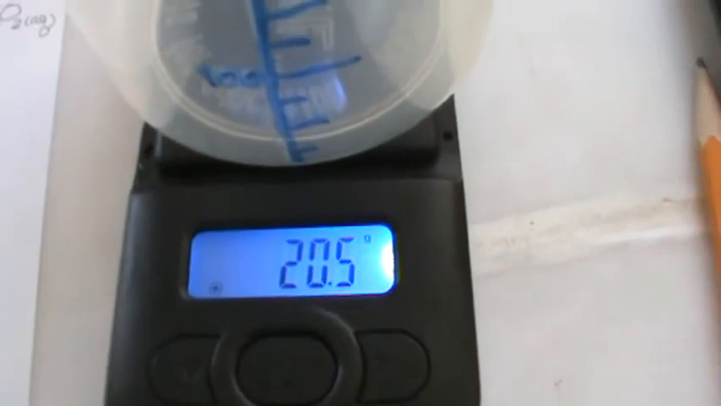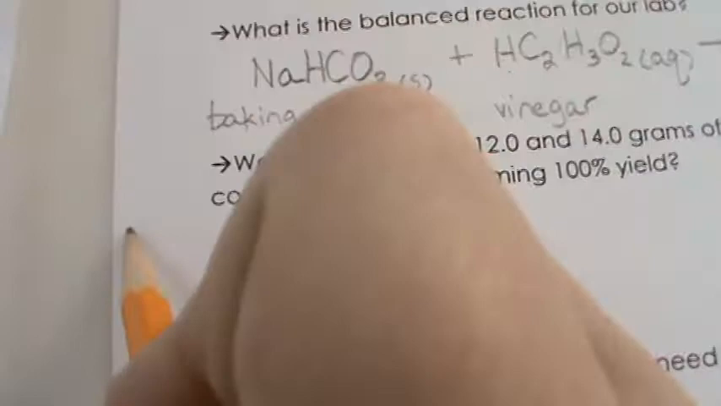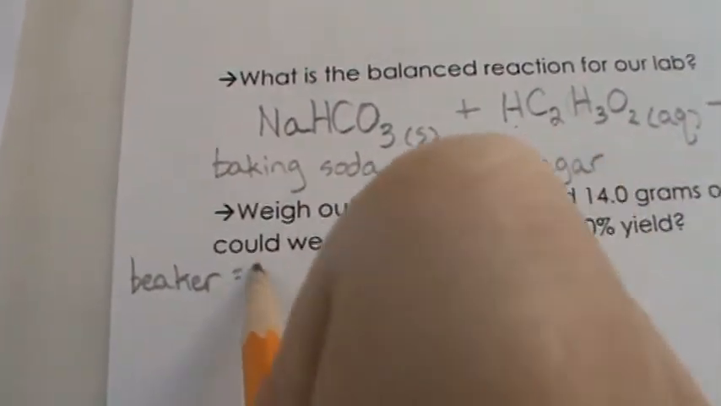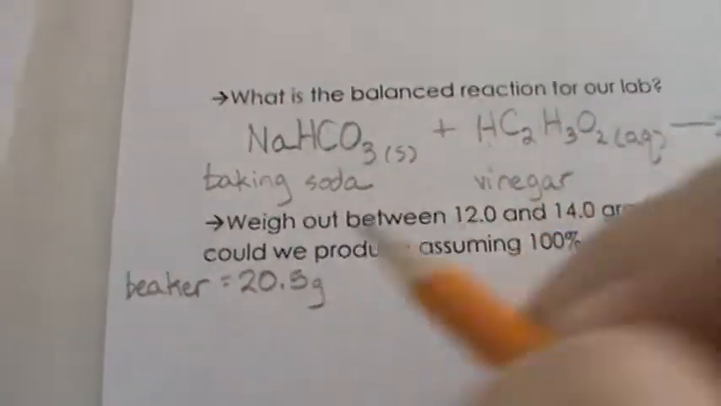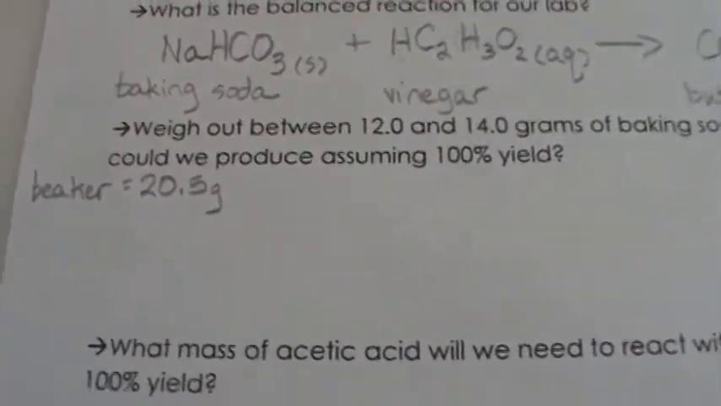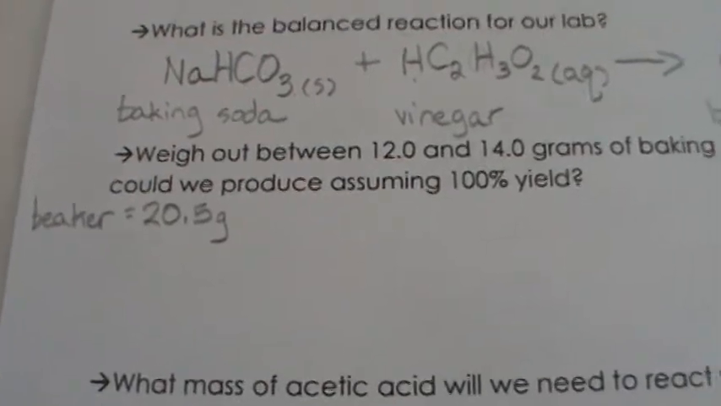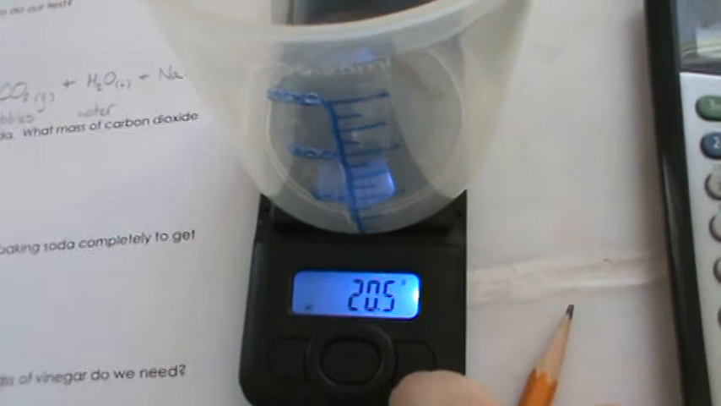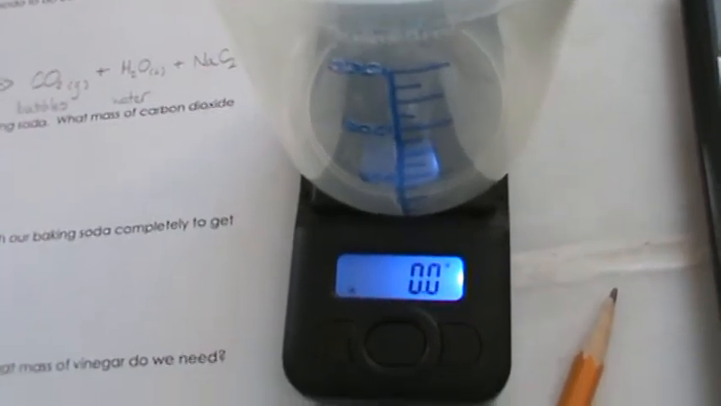Okay, so the first thing that I'm going to do is weigh out my beaker, and I can see that it's 20.5 grams. So I'm just going to make a note of that here. I might need that later, and so having it will help. Okay, now see this T button, I'm going to tare it. And now I'm going to take my baking soda and add between 12 and 14 grams.